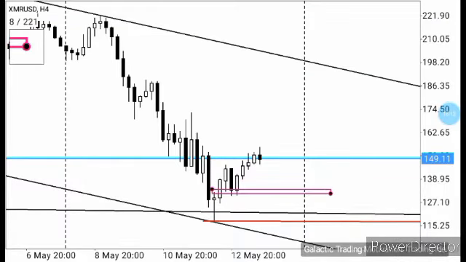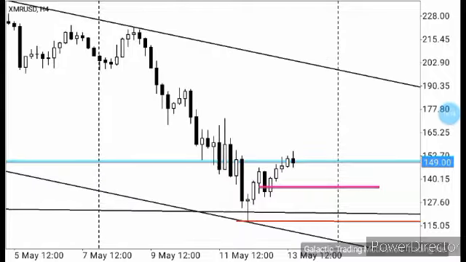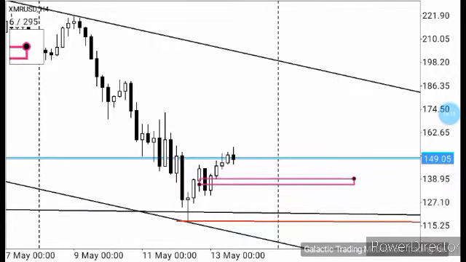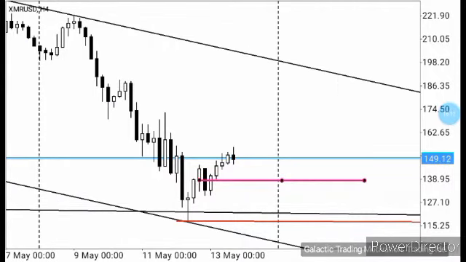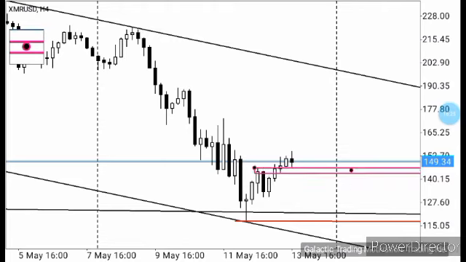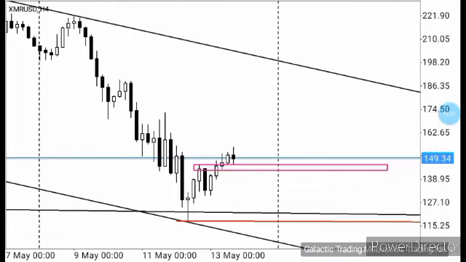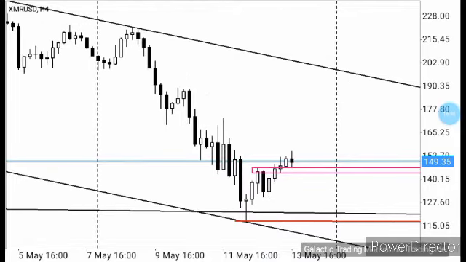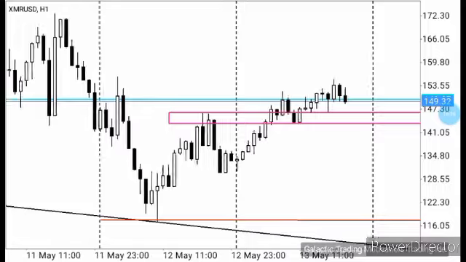so that we don't forget about this important area. Just bear with me, guys. There we go. Right, that's the neckline. So from here, I'm just going to head on over to the daily chart to see what's happening. Here goes the daily chart.